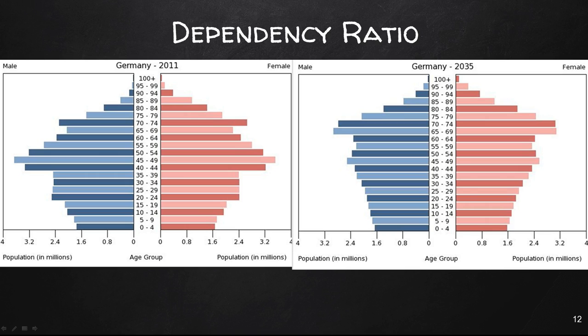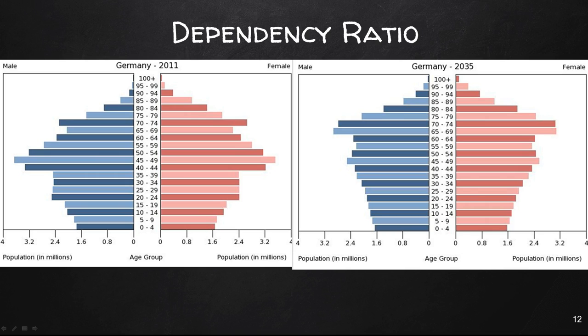So here's the population pyramid that we just saw for Germany in 2011. As I mentioned, the base is very narrow, meaning there are very few births. In fact, Germany is currently experiencing a negative growth rate of about negative 0.1% for 2011. Also note the large population between the ages of 40 and 79.